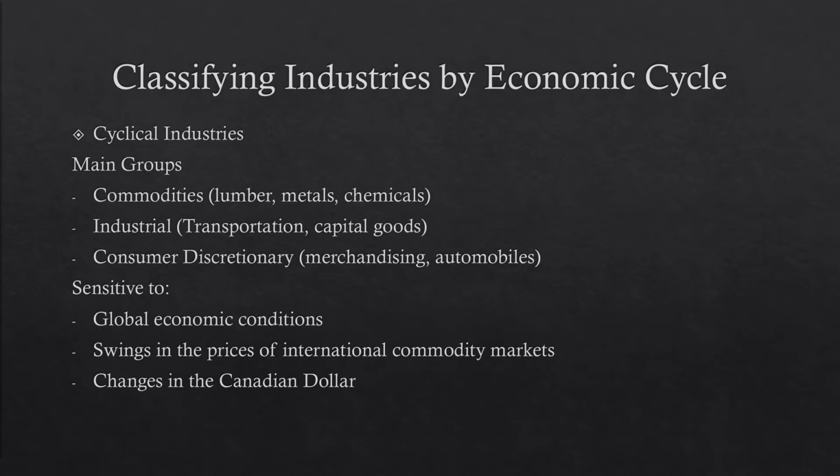So these are sensitive to global and economic conditions, like I said. Something like the COVID-19 pandemic really hurt the cyclical industries, and then as the government is giving out a bunch of money, as the economy is looking better, these industries do much better as well. Swings in the prices of international commodity markets also affect this, since commodities is one of the main groups. And changes in the Canadian dollar also have a major impact. A lot of these items are used for export. So when the Canadian dollar decreases, for example, more countries will want to buy these items from Canada. So that will increase the demand for these cyclical industries.